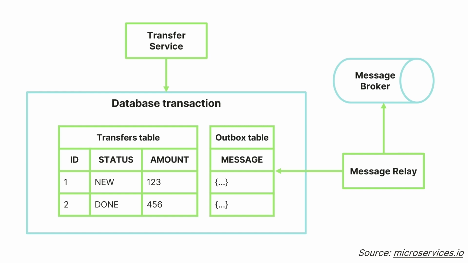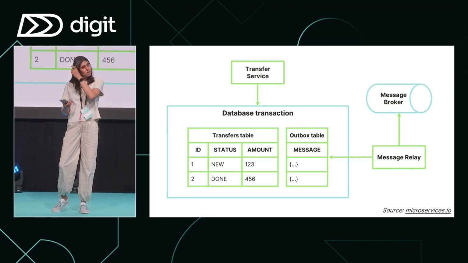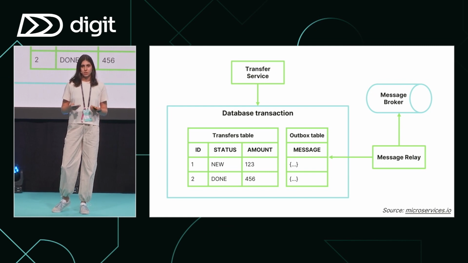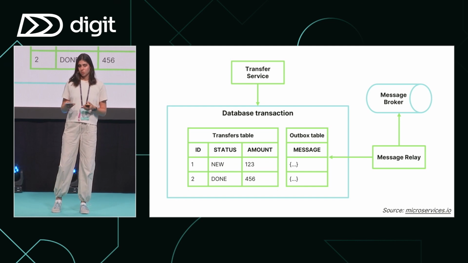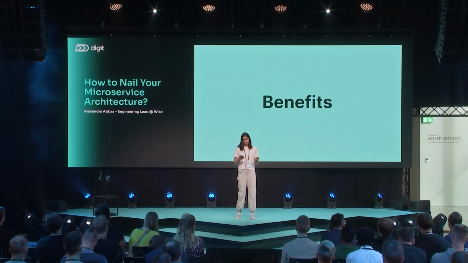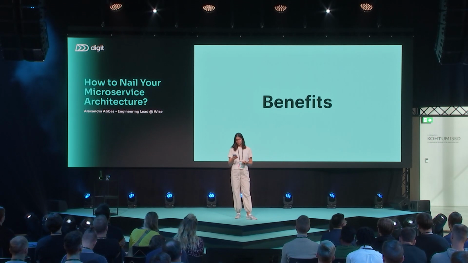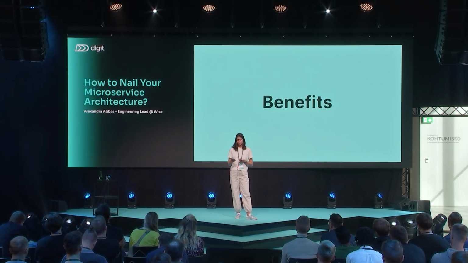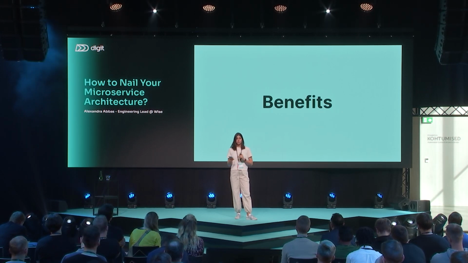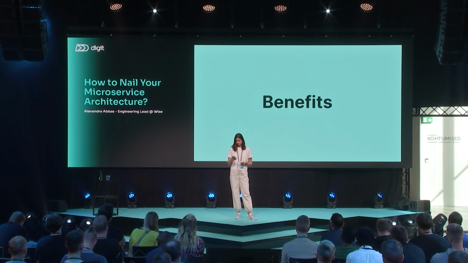So at Wise, we have a common platform library that implements this pattern, and all of our services that actually use Kafka use this library to publish messages. All right, so the benefits of this pattern is that it guarantees that events are sent only when a database transaction was successful. And also, it preserves the order of events. So the order of events is the same as the order of updates in the database.